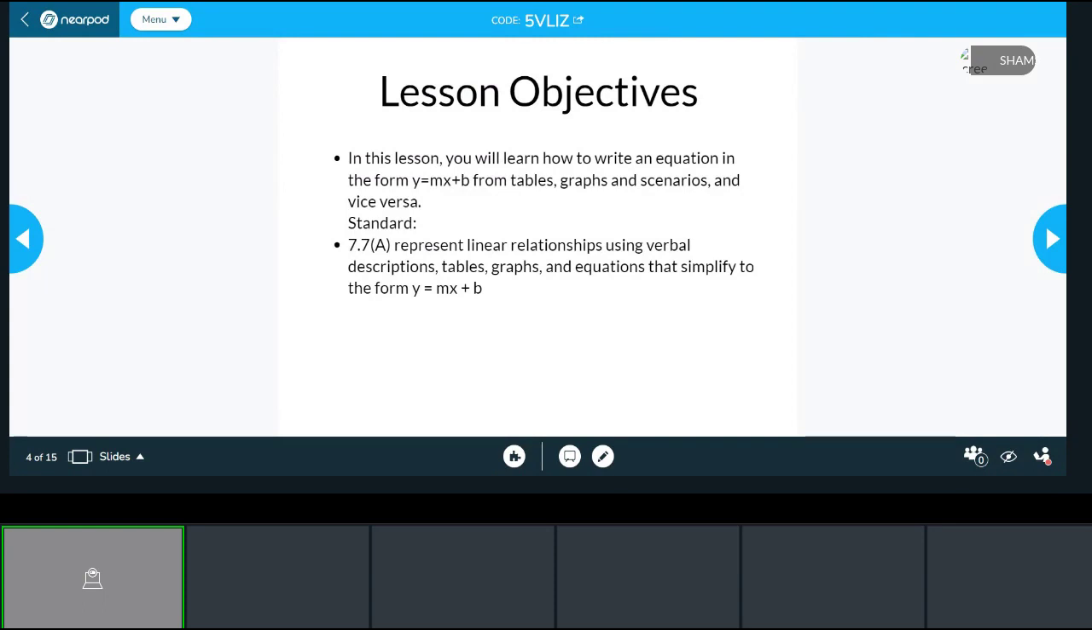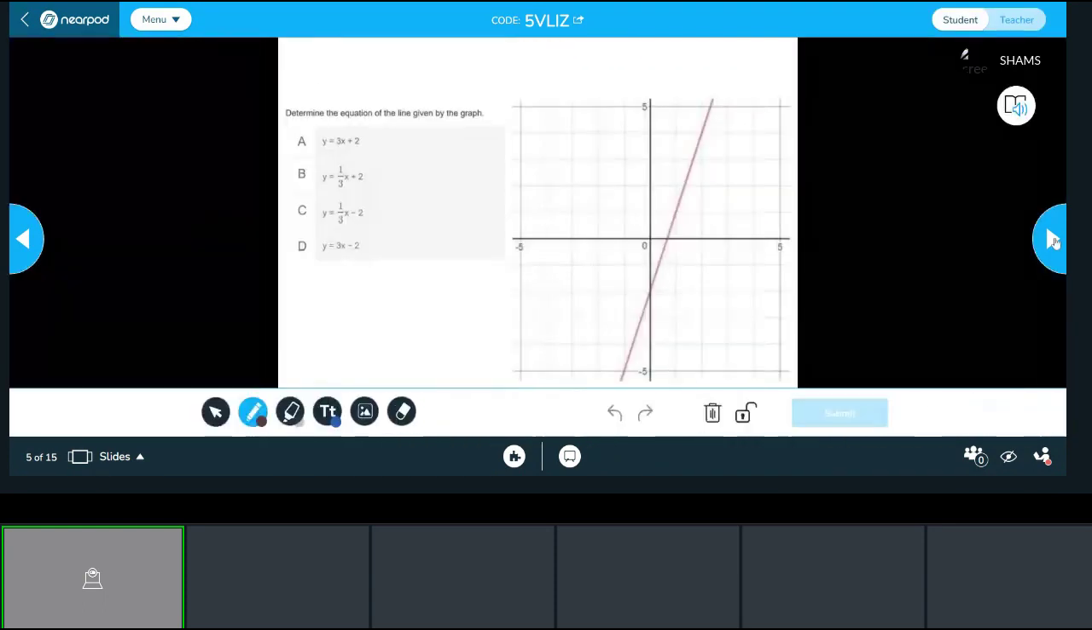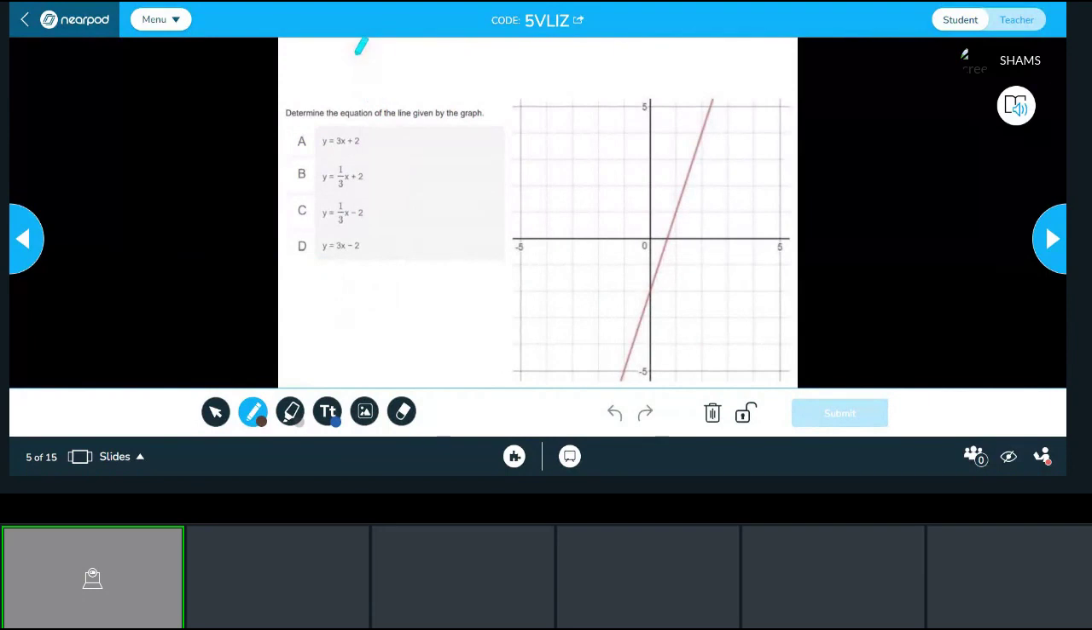Let's go ahead and look at the first question. The question reads, determine the equation of the line given by the graph. On our right side, we have a graph given to us. We also have four answer choices for the equations. Let me go ahead and write down the general form of the equation.